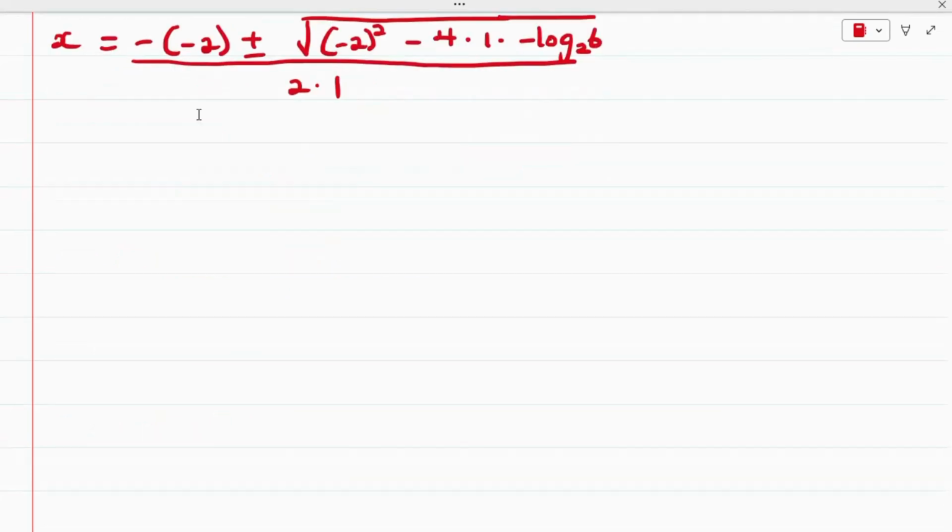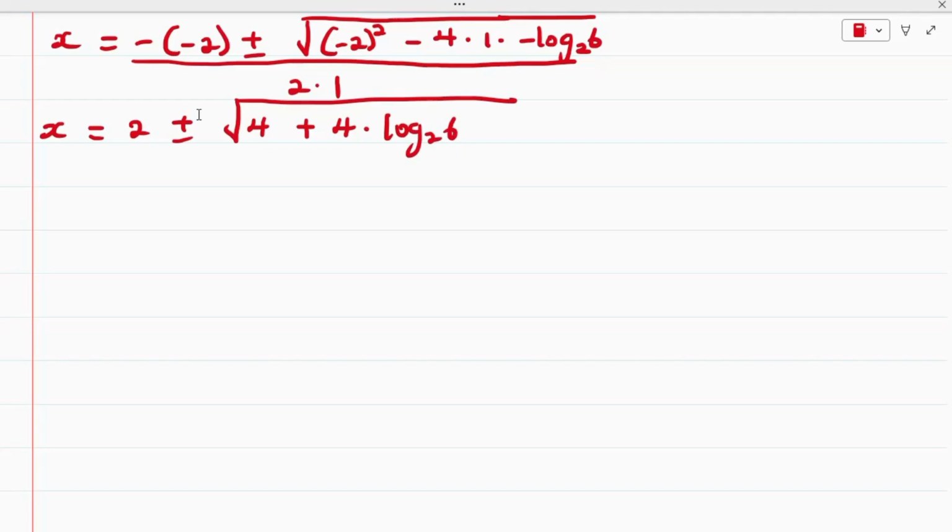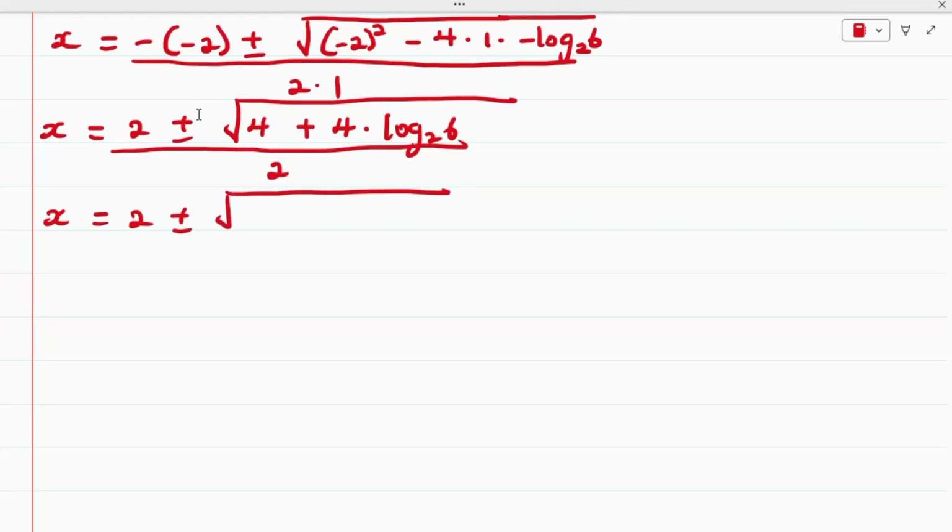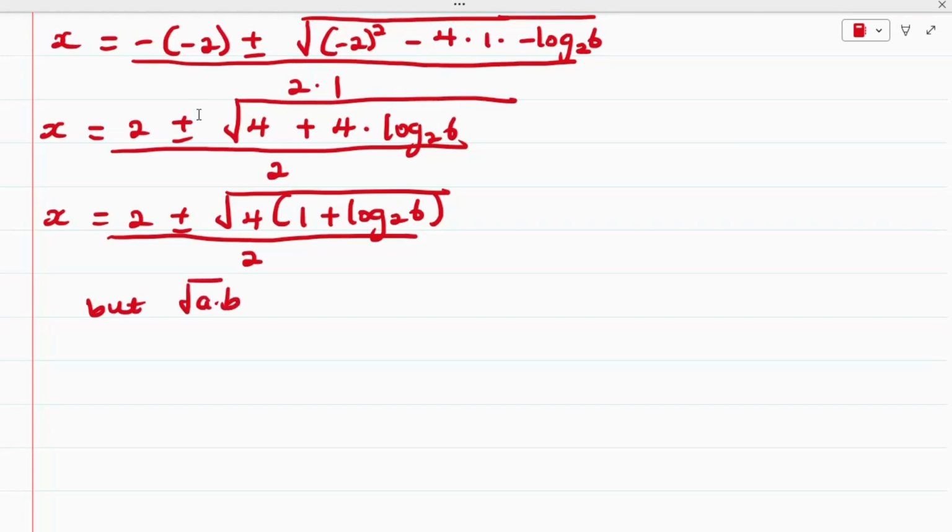So from here, x equals minus times minus is plus, so we have 2 plus or minus the square root of minus 2 squared, which is 4, minus times minus is plus, so 4 times 1 times log 6 base 2, divided by 2 times 1, which is 2. So x equals 2 plus or minus the square root of, we have a common term which is 4, and if we factor this out, we have 1 plus log 6 base 2, divided by 2. But we know that the square root of a times b equals the square root of a times the square root of b.